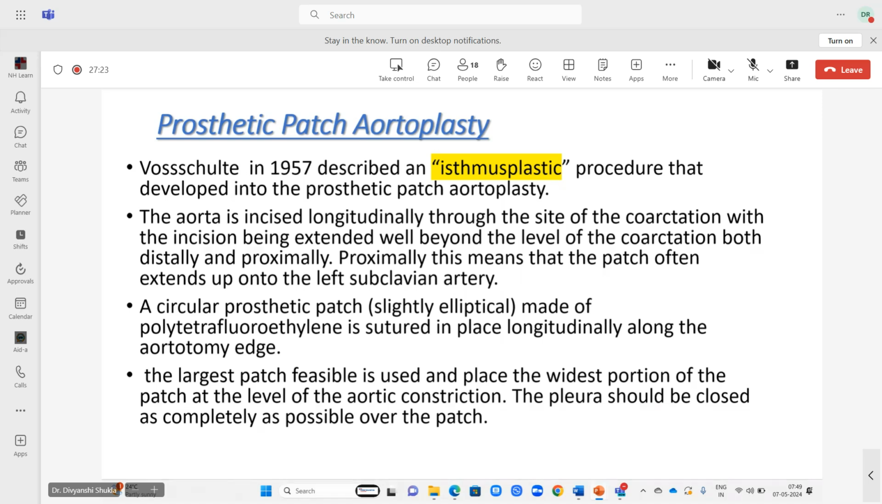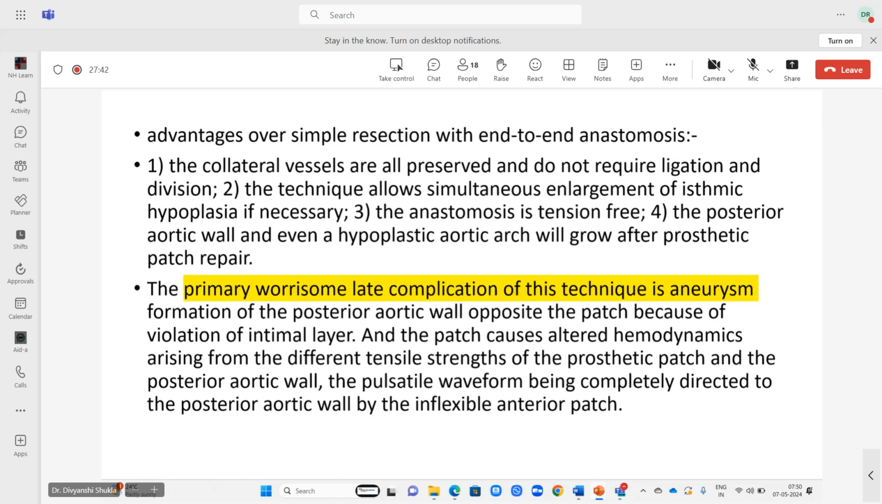A prosthetic patch, slightly elliptical, made of polytetrafluoroethylene, is sutured in place longitudinally along the aortotomy edge. The largest patch possible is used, placing the widest portion of the patch at the level of the aortic constriction. The pleura should be closed as completely as possible over the patch. The advantage over simple resection with end-to-end anastomosis is that the collateral vessels are all preserved. They do not require ligation and division.